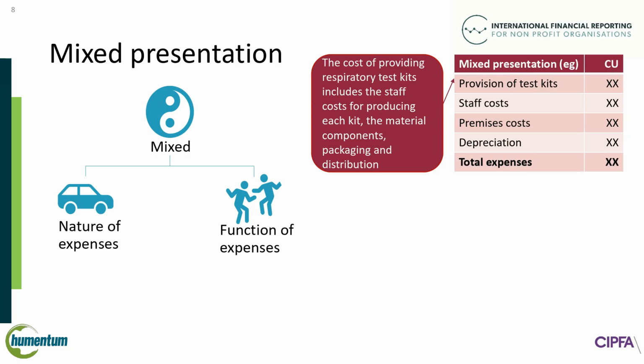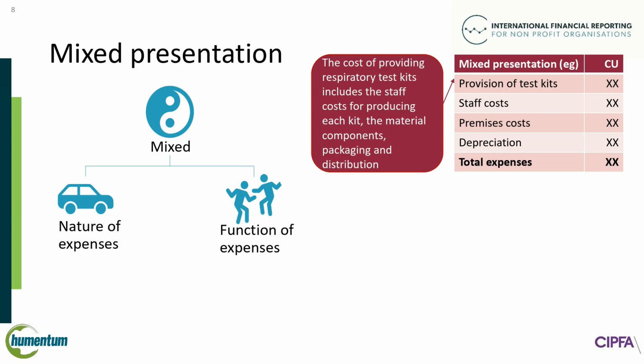Here is an example of an analysis of expenses using a mixed presentation. It includes an NPO's costs of providing test kits, which is relevant in this case because they expect to recover the cost from service users. In this example, the NPO also carries out other activities which are better understood by the inputs, and therefore staff costs, premises costs, and depreciation are shown separately for these.